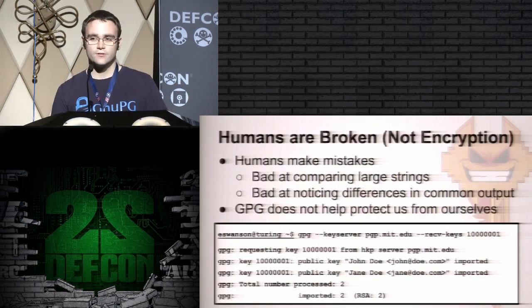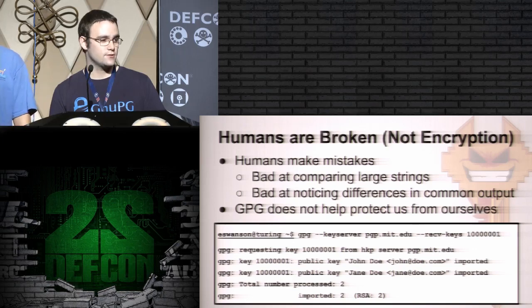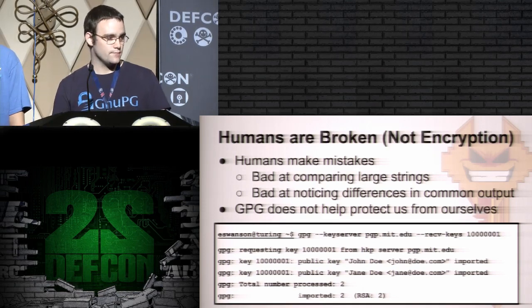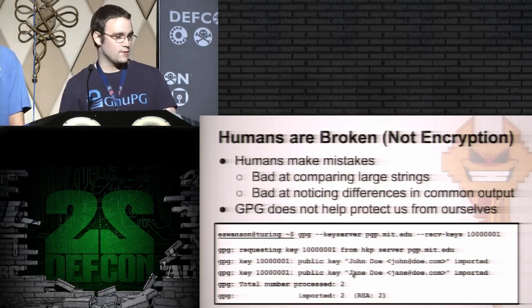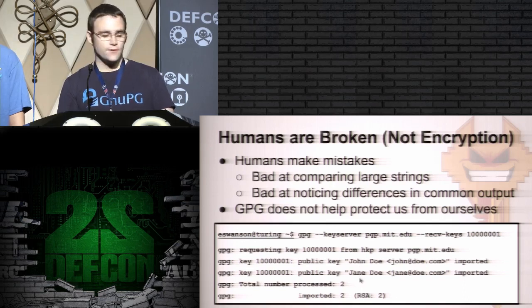So the truth is that humans are broken, not the encryption. Humans make mistakes. We're bad at comparing long strings, and we're particularly bad at noticing differences in output that we see often. So as you can see below, if you request the key with a short ID of 10000001 from the pgp.mit.edu key server, you will receive 2 keys back, one for John Doe and one for Jane Doe. But if you import keys frequently, you might not notice that you got 2 keys, and you might not notice that they were for 2 different people. But they're both in your key ring now. And GPG doesn't say anything to warn about this. It returns the same status code.